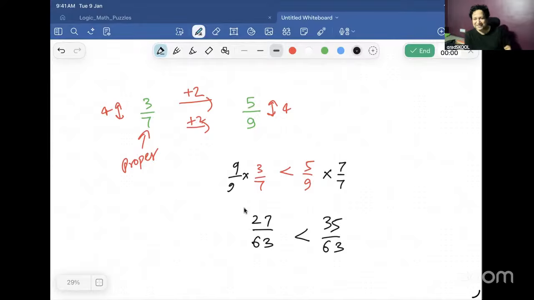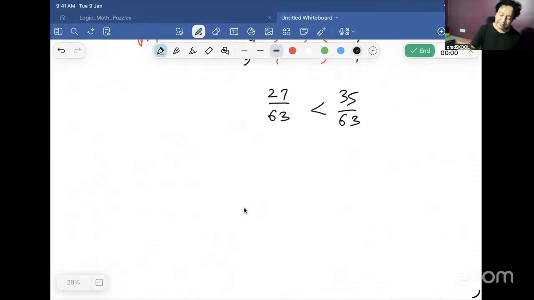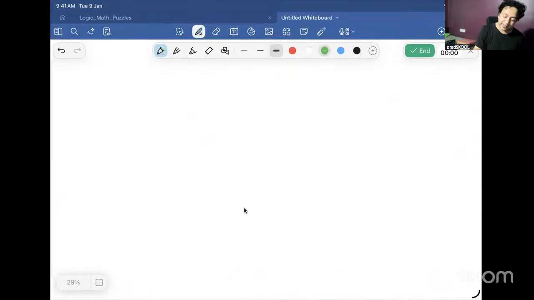Rudrakshi, did you get this? Okay, now we don't need more. Let's say I want to compare 3 by 7 and 4 by 9. 3/7 है और मान लो मैं कंपेयर करना चाहता हूँ इसको 4/9 से. 4/9. Now which one is greater? Who will tell me that?